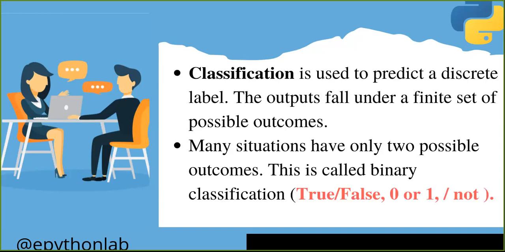While classification is used to predict discrete levels. Regression is used to predict a continuous variable, while classification is used to predict a discrete level. The outputs fall under a finite set of possible outcomes. Many situations have only two possible outcomes. This is called binary classification. The possible outcomes of binary classification are true or false, 0 or 1, yes or no.